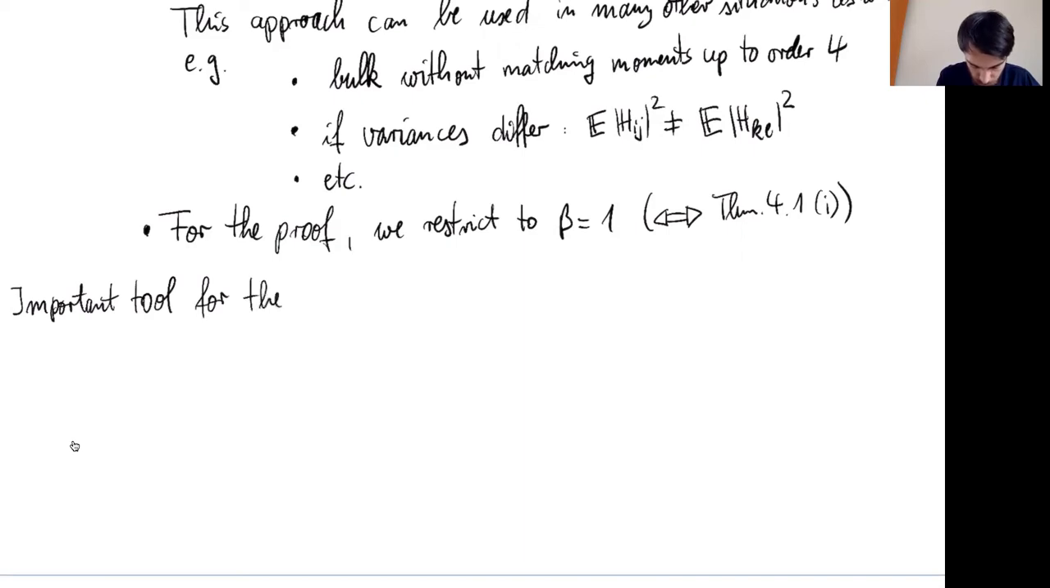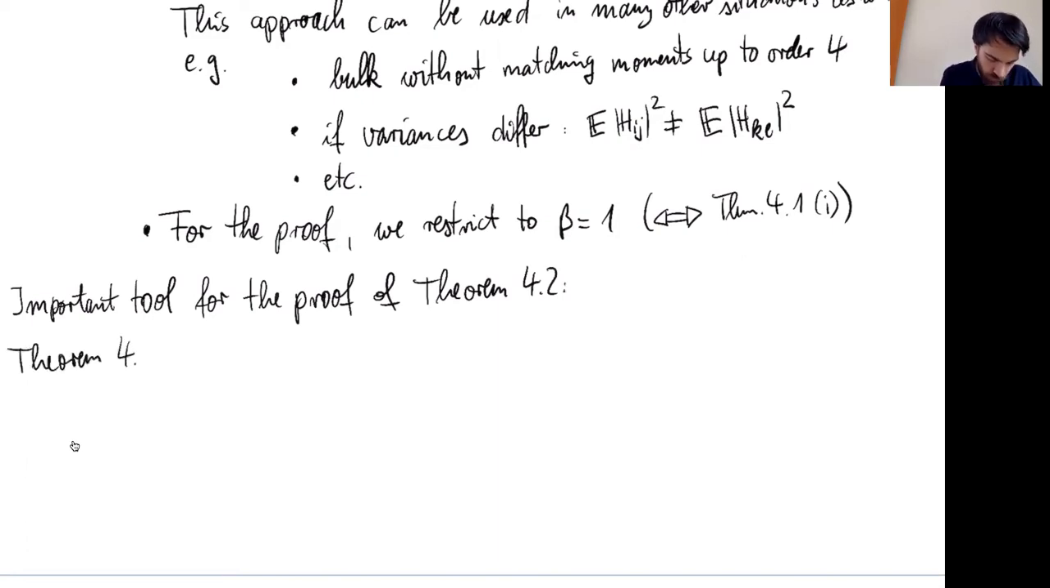So an important tool for the proof of theorem 4.1 is the following. It's theorem 4.2, and that goes under the name of relaxation, because that indicates that something relaxes to some equilibrium.